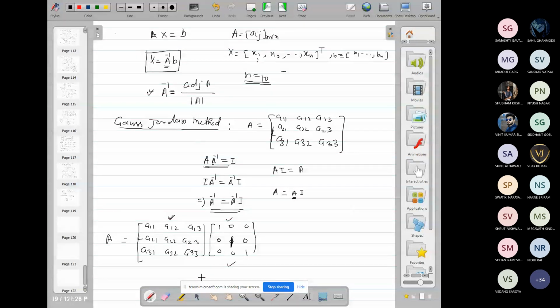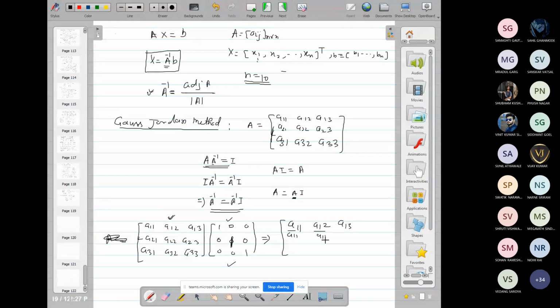So here, there is no need to write A = . Just consider this A into I. We can take this as a single augmented matrix, depending upon our choice. A11, A12, A13, and for simplicity we make this element 1 by dividing by A11.